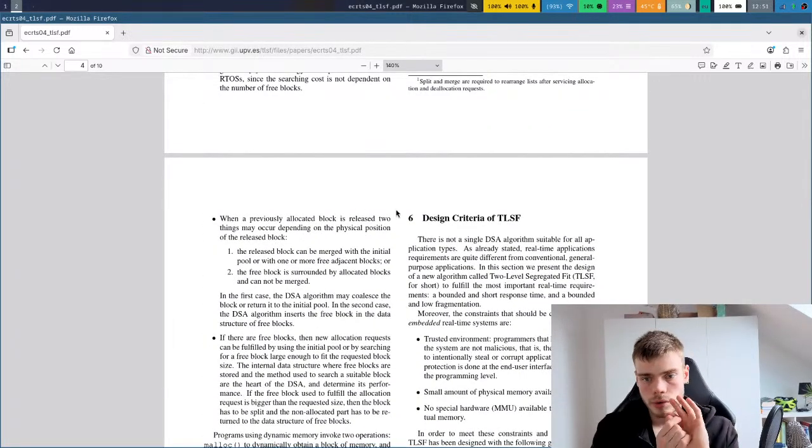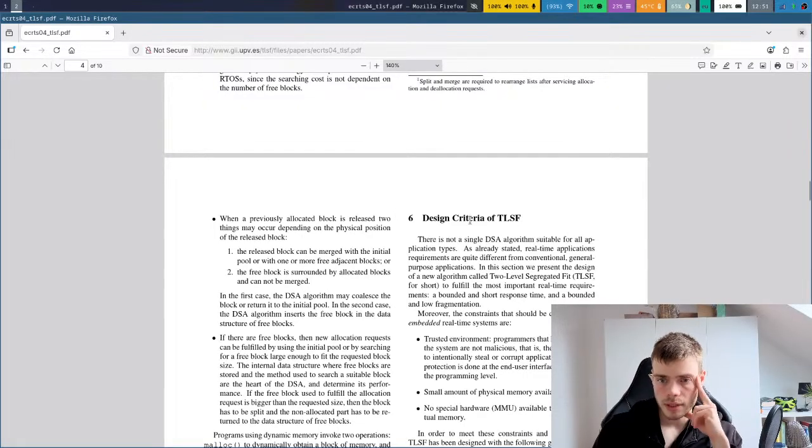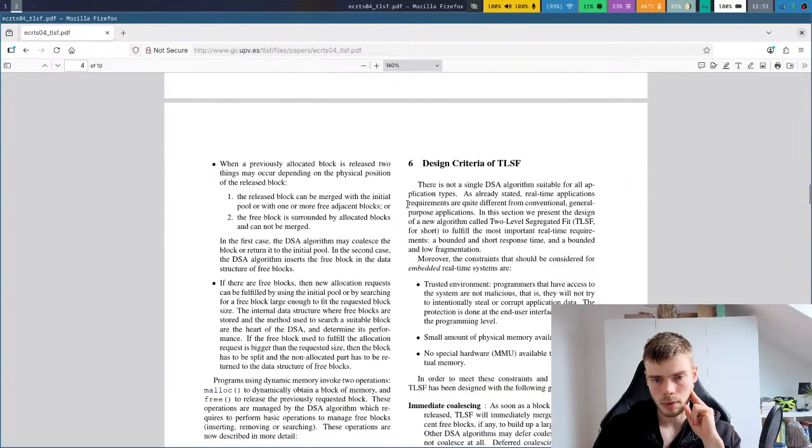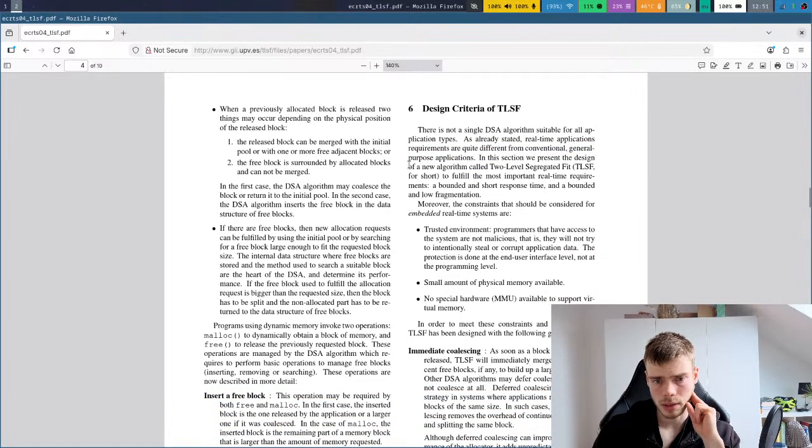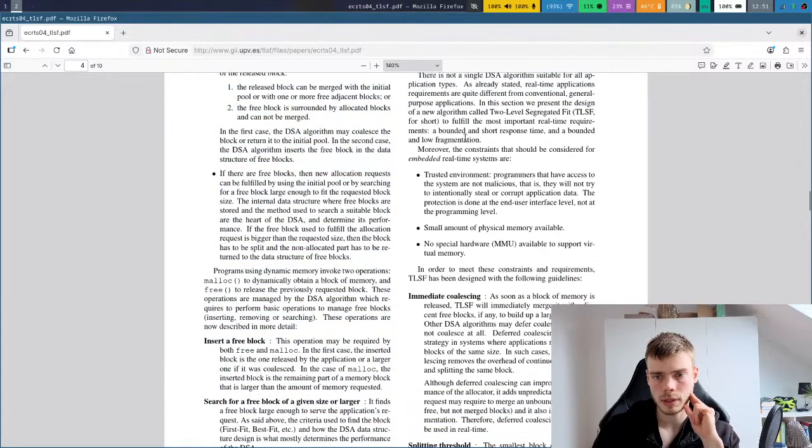6. Design criteria of TLSF. There is not a single DSA algorithm suitable for all applications. As already stated, real-time application requirements are quite different from conventional applications. In this section, we design a new algorithm called two-level segregated fit, TLSF for short, to fulfill the most important requirements: bounded and short response time, and bounded and low fragmentation.